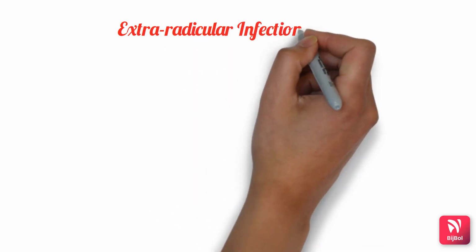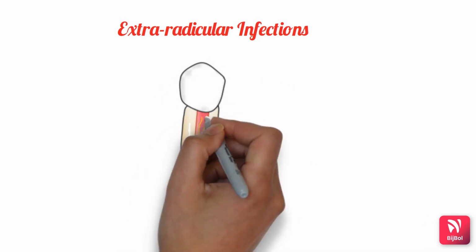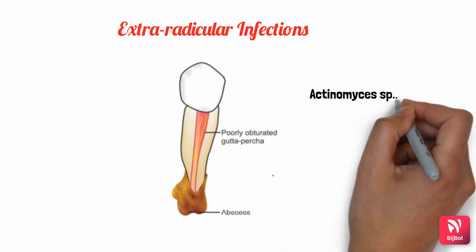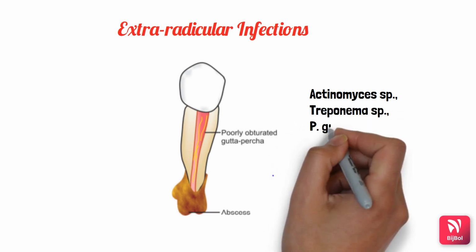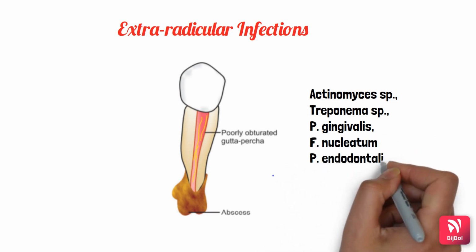And also the extraradicular infections. It is characterized by microbial invasion and proliferation in the inflamed periradicular tissues as a result of intraradicular infections. An example would be an acute alveolar abscess. So, these extraradicular infections may be caused by intraradicular bacteria or bacteria from the outer side. Common microorganisms in the extraradicular infections are Actinomyces, Treponema, P. gingivalis, Fusobacterium nucleatum, and Prevotella endodontalis.